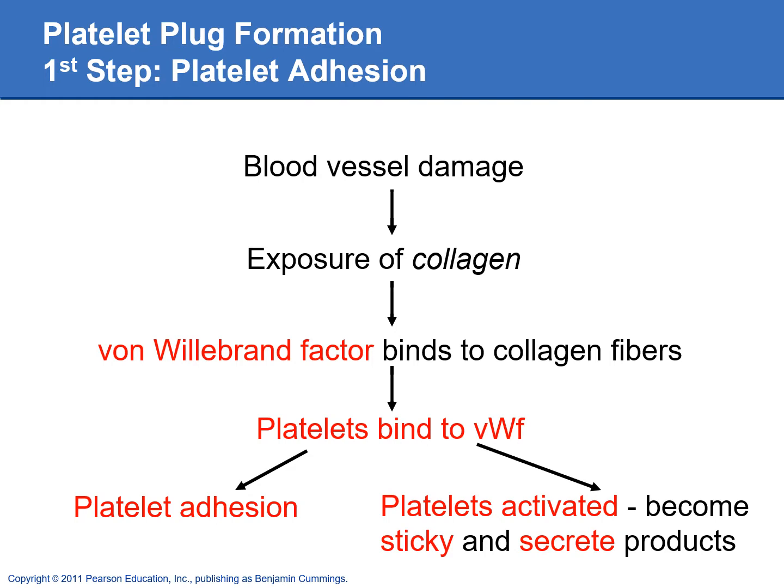So we have some damage to the blood vessel wall. The collagen, which is the connective tissue that makes part of the outside of the wall of the blood vessel, will be exposed. And a protein that's just floating around in the blood called von Willebrand factor will stick to the collagen fibers. And then the platelets will grab onto the von Willebrand factor, and that's platelet adhesion. And then also when the platelets stick to the von Willebrand factor, that also activates the platelets and they start releasing their contents, which makes them start sticking to each other.